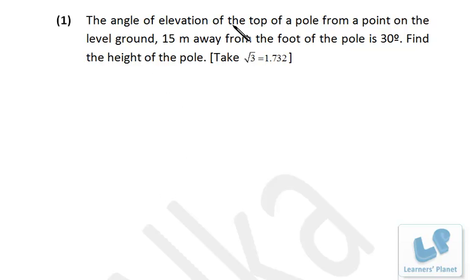Now here, the angle of elevation of the top of a pole. Now the pole is this, right? This is the top of the pole, and the angle of elevation, that means this angle, is given to be 30 degree. On the level ground, 15 meter away from the foot of the pole, so this point of observation is 15 meter from the foot of the pole. So this length, we can say, is 15 meter.